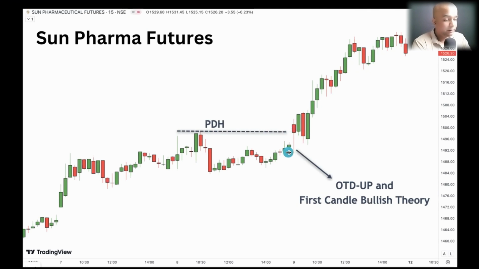It went till here. A seller ka zone hai, okay? It went till here, but at this point of time, buyers are capable enough to observe all the selling, and they push the price till previous day high, right? And also looking at the first candle theory, I explained in the beginning, this is a bullish candle, right? Okay. So immediately you can plan a long trade at the high of this. Okay. Don't take here. You can take a long trade at the high of this candle.